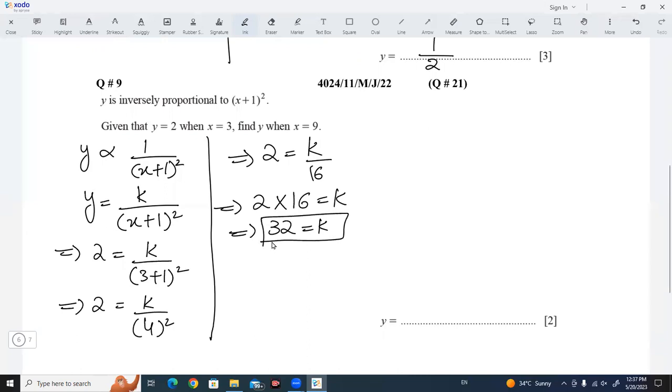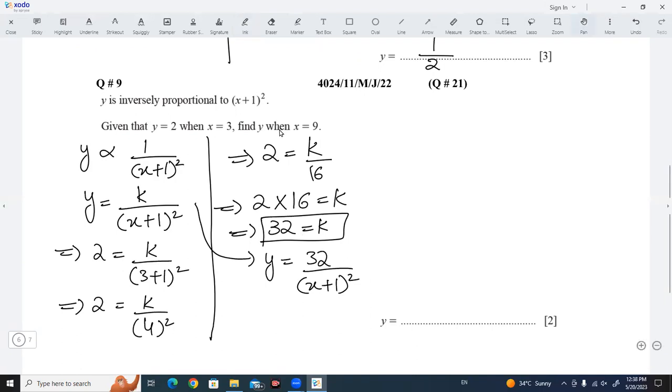So moving ahead, again substituting the value of k into the equation connecting x and y, it becomes y equals to 32 over x plus 1 whole squared. So after doing this, this is the equation connecting x and y.